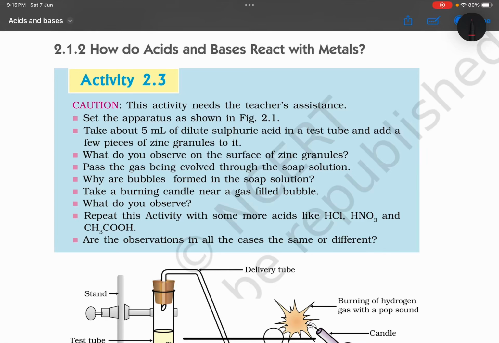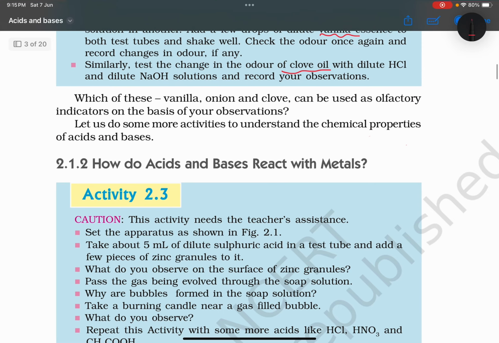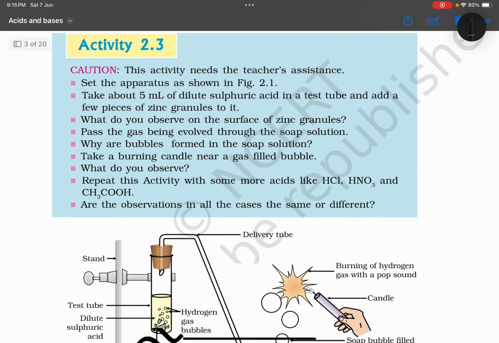Hello, 10th class chemistry, acids and bases, lecture 2. How do acids and bases react with metals? Till this point, we were discussing in the last class, right? See, activity 2.3 caution: this activity needs the teacher's assistance. I am here, teacher, so don't worry, we are not doing any lab here.